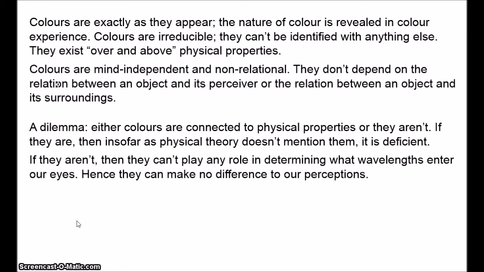So if colours have no connection to physical properties, then there's no means by which they could affect our perceptual systems. We would have no connection to colours, and then it looks like we're forced to be anti-realists, or at least forced to a very sceptical position, where even if we say that colours exist out there in the external world, we could have no connection to them. So this is the dilemma that faces anybody who wants to say that colours are non-physical properties, over and above the physical properties.